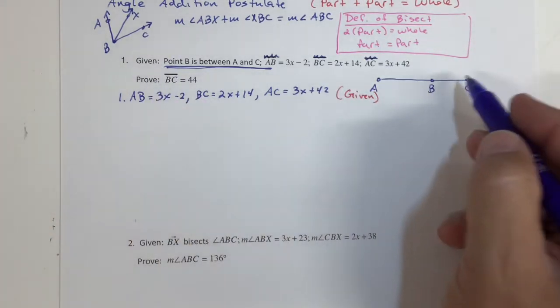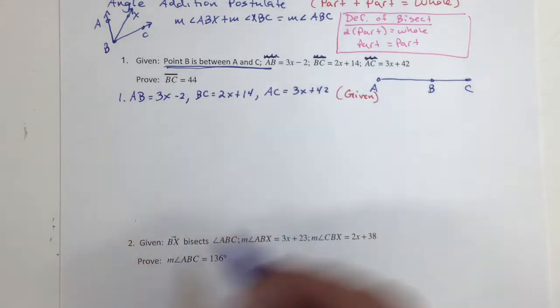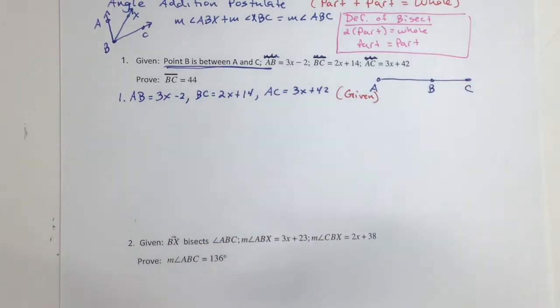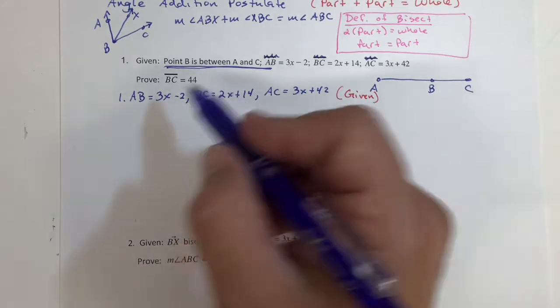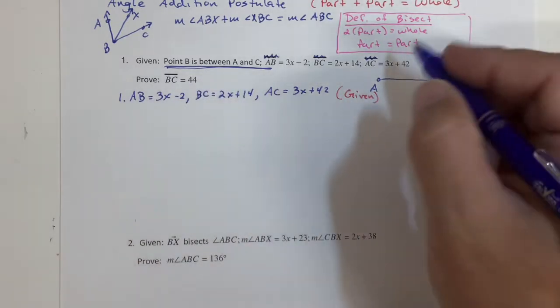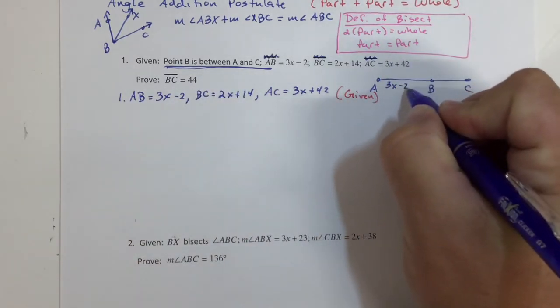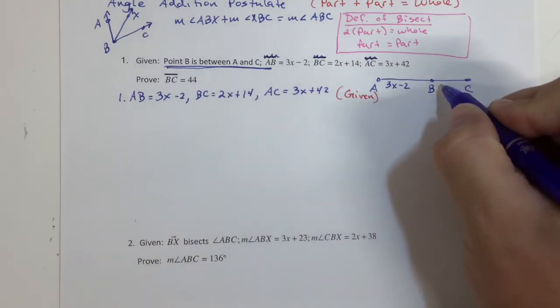Then I do want to go ahead and fill that into my diagram. That's not part of the proof, but it's going to help me set this up so that I know what the parts and the whole thing are. So AB is 3x minus 2. BC is 2x plus 14.